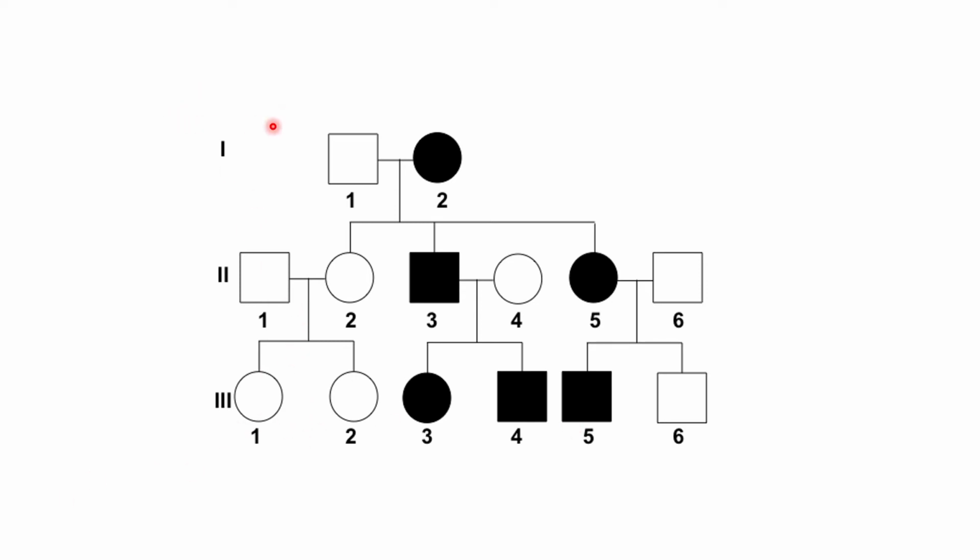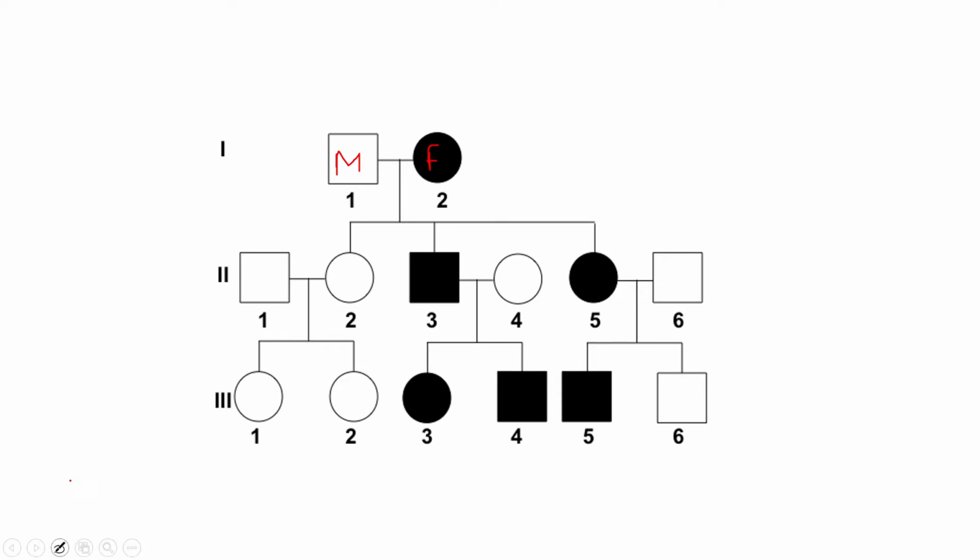Okay, pedigree analysis explanation. Generations I, II, and III have the numbers 1, 2, and 3. These mean generations, as I said before. So generation 1, generation 2, generation 3. Moving on to the shapes. Square means it's male. Circle means it's female.